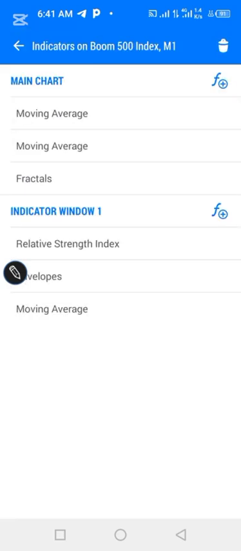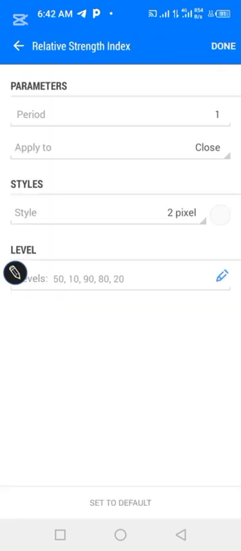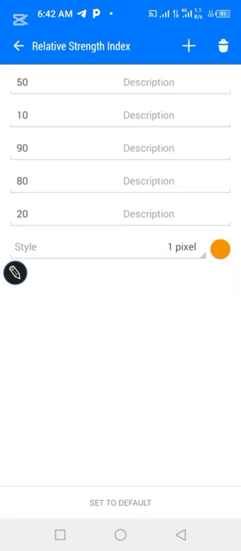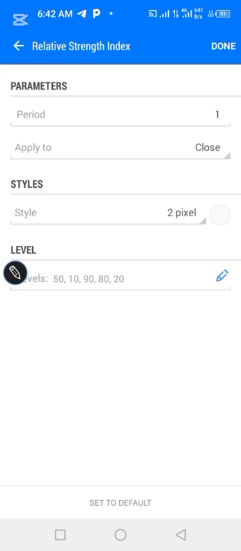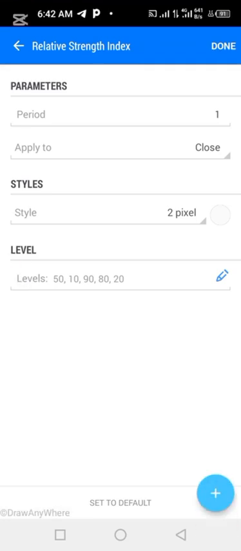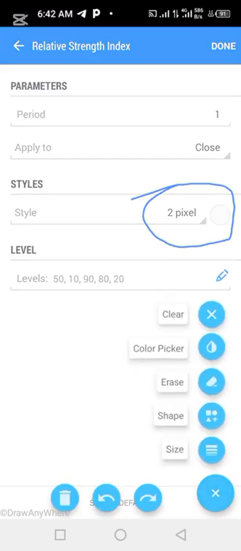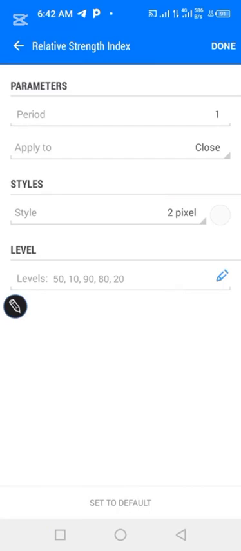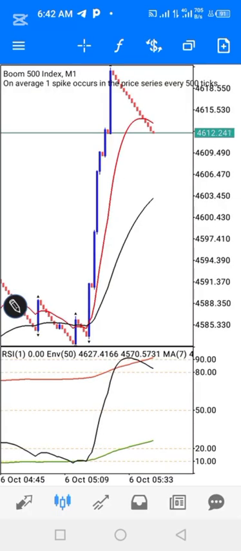Now the next indicator we would be using, which is our indicator window, is our RSI. The period is going to be 1, applied to close. The pixel is 2, and you have the levels: the 50 level, the 10 level, the 90 level, 80 and 20 levels. You can use any style of your choice, right? Then on the RSI, the style has to be the color of your background. If you look very well, my background is white. So that's why I'm making it white. Understand?